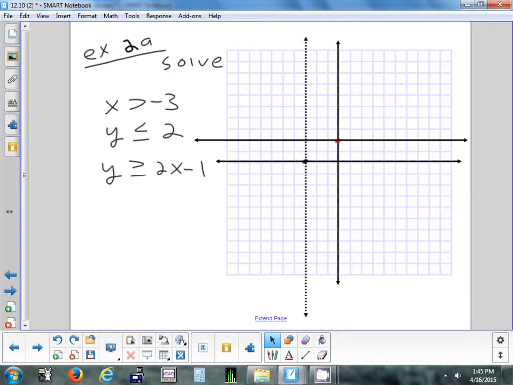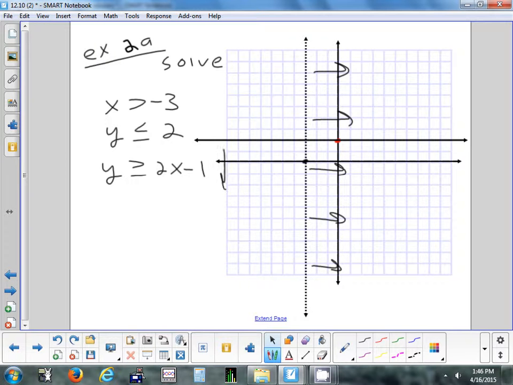Okay. Let's stop for a second, just figure out which way we're shading. On the first one we did, greater than negative 3, where are the numbers on that dotted line greater than negative 3? To the left or to the right? To the right. So on that dotted line, you're shading everything right. How about the solid line? Where are the numbers that are less than or equal to 2? Well, it's horizontal, so above or below? Below. Okay, so we already know right now we're limited to this area below and to the right.